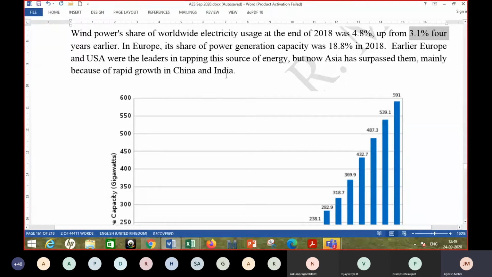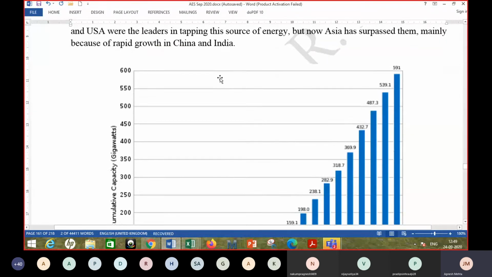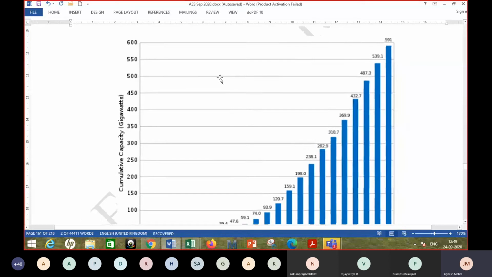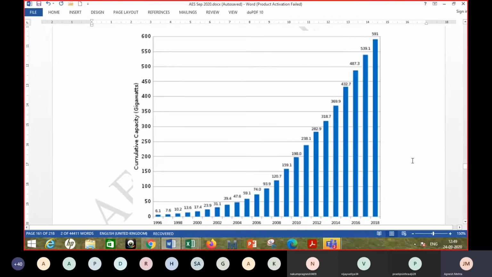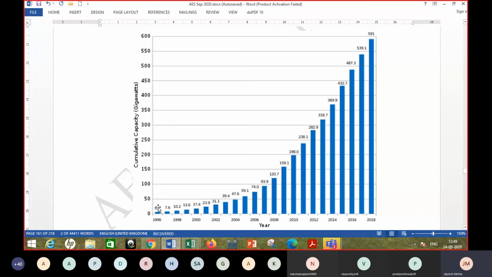Earlier, Europe and the USA were the leaders in tapping this source of energy, but now Asia has surpassed them in total capacity. The main players are China and then India. This graph shows you how the installed capacity increased over the years. It starts from 1996 and goes to 2018, right? So you can see the rise has been very rapid.